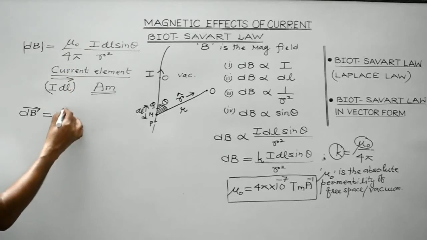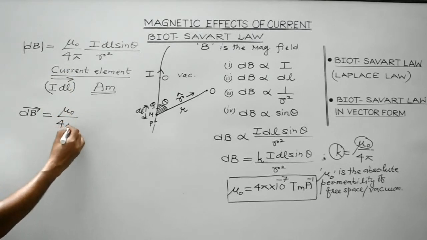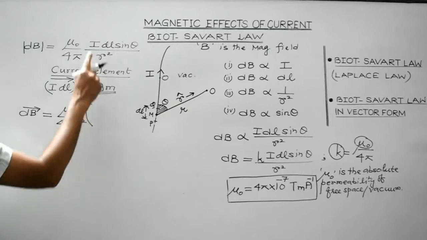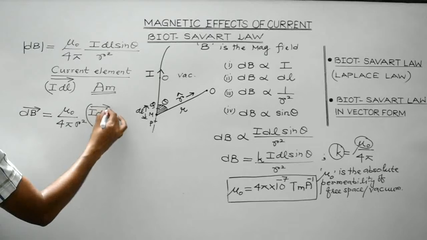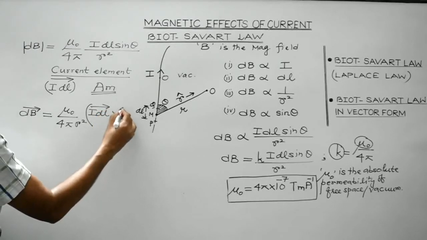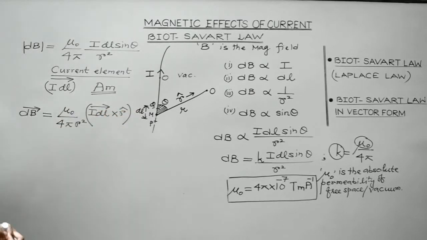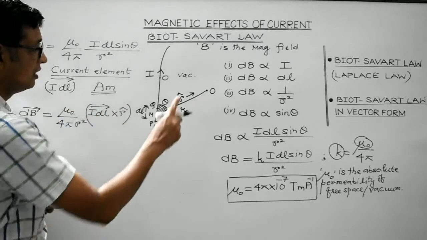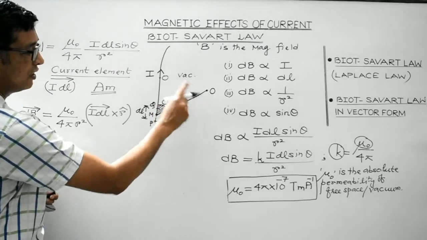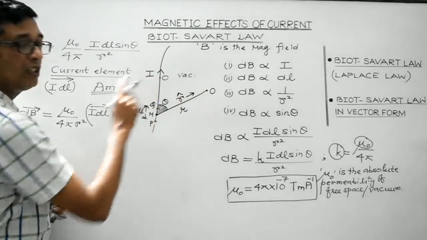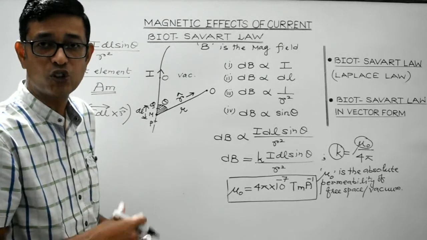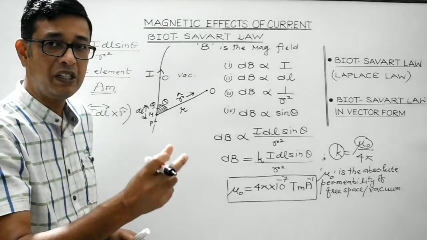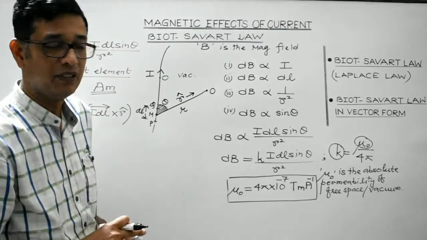So what to do is mu naught over 4 pi r square. Now look, I dl sine theta, it can be represented as I dl vector cross r cap. This is the vector product or the cross product, and r cap is the unit vector. Students, remember, this is r cap. Its direction is from the center of the elementary portion to the observation point, right? We all are aware of the cross product A cross B. It's equal to product of magnitude of A and B, sine of the angle between them, and n cap, isn't it?